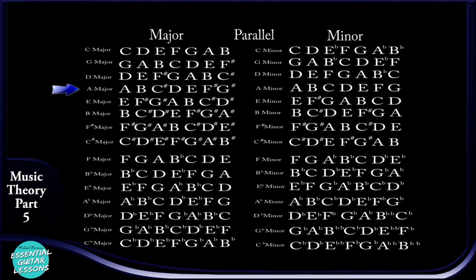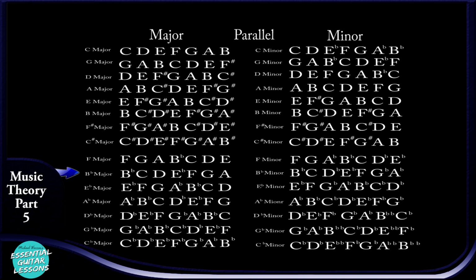Its relative minor would be F sharp minor with the same sharps and flats. Its parallel minor would be A minor, no sharps or flats. We've flattened the third, we've flattened the sixth, and we've flattened the seventh. So we're comparing it to the major scale. Let's do another.